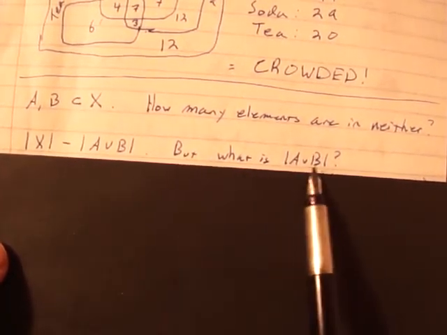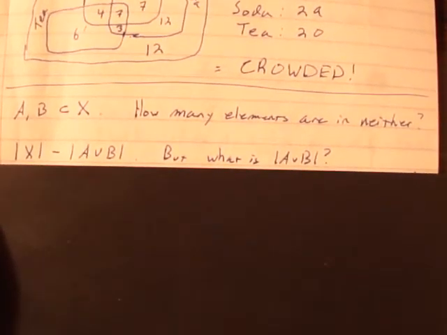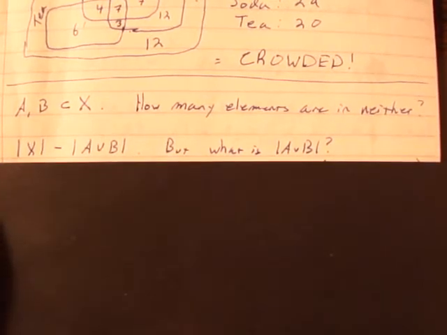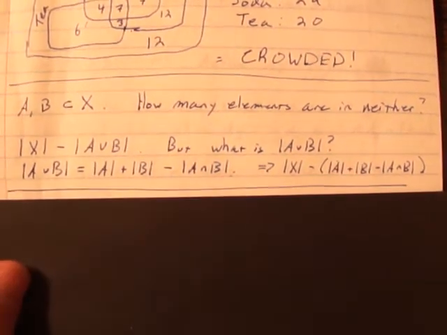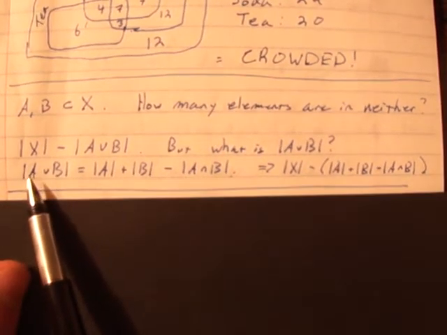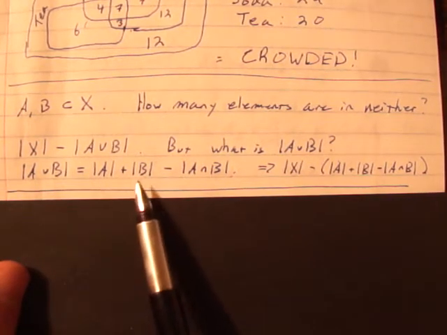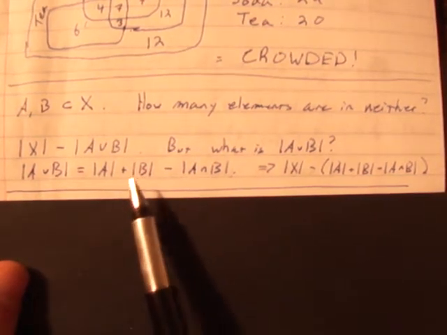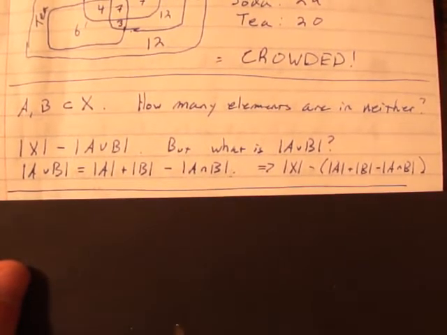But how do we tell what this union is? And that's where the principle of inclusion-exclusion starts to come in. We need to know how many elements are in their intersection. So it seems like if we want to know how many elements are in the union of two sets, we can just add the cardinalities of those two sets together. And we can, in the case where the two sets don't share any elements in common.